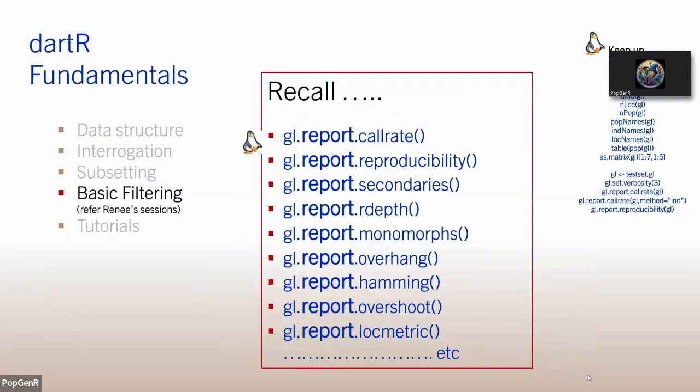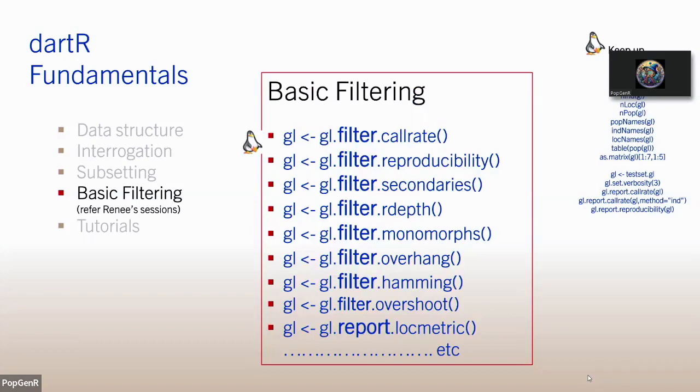Now recall that you have these report functions, right? And for each of those report functions there's a matched filtering function. So you can, for example, filter on call rate. And of course, when you filter on call rate, you've got to put in a new genlight object or overwrite your genlight object with it. So you can filter on call rate, filter on reproducibility, filter on secondaries, filter on read depth.